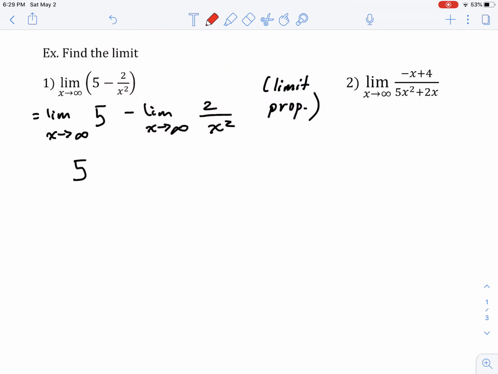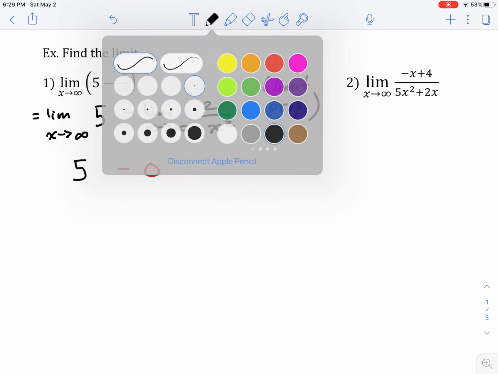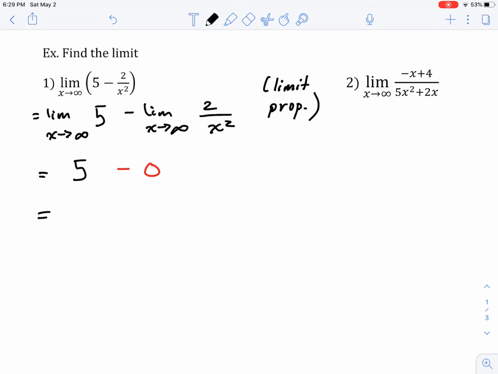But for our intents and purposes, all we really need to say here is just the following. The limit as x approaches infinity of 2 over x squared is just 0. That's all you really need to write there. So the limit of all this is just going to be equal to 5. So there's no work that you need to show for actually plugging in infinity.